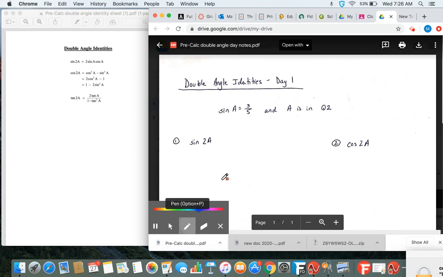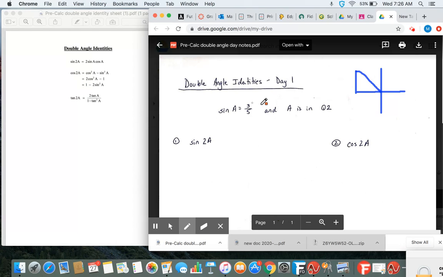So you're going to be given some information like this, where you're told that the sine of angle A is 3/5, and you're told what quadrant it is. In this case, we're told that angle A is in quadrant 2. So the first thing I'm going to do is draw a triangle. I'm going to label the three sides. The triangle is going to be in the second quadrant.